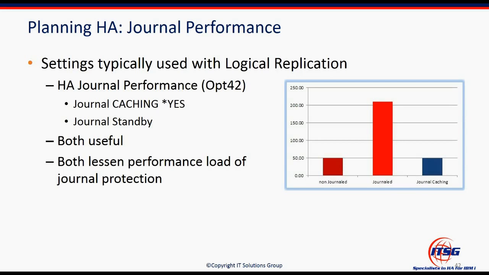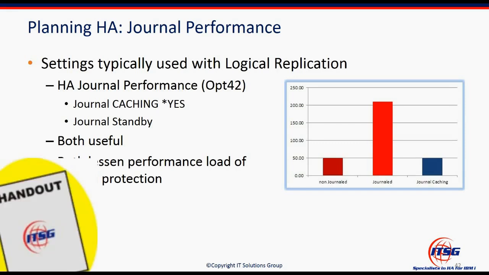So here's a customer that had a job that ran for 50 minutes. And we came in and implemented HA, and so we started journaling. And that same job at 50 minutes went to 2 hours and 10 minutes. Well, of course, my phone rang. We immediately went and turned on journal caching, and that job went right back down to 50 minutes again. So it's important to understand the effects of journaling and what's involved with caching.